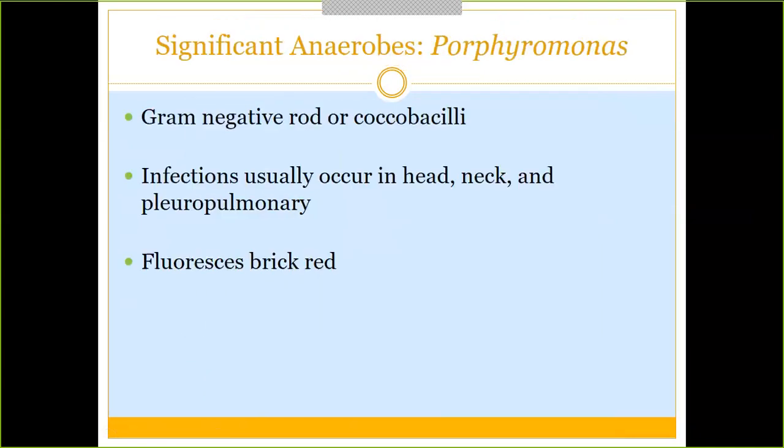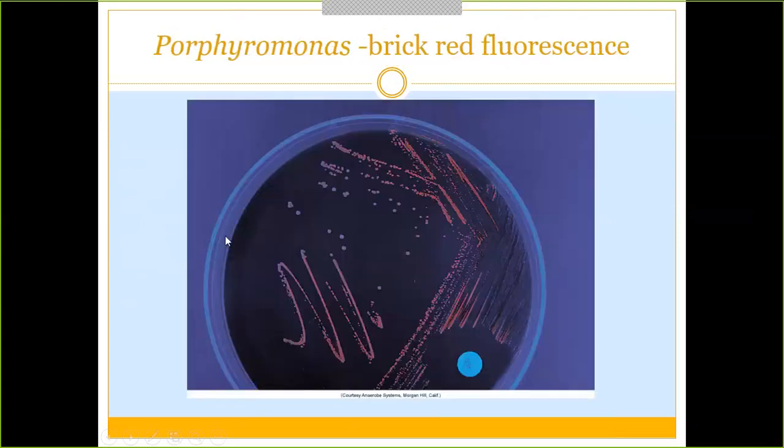Porphyromonas, another gram-neg rod, same type of infections, also fluoresces brick red. If you remember back to heme, porphyro was the protoporphyrin ring, which is always red in color. Porphyrias always cause red urine, so porphyro always goes with red, if you will. So that's why it's easier for me to remember it fluoresces brick red. And there's the fluorescence. Isn't that pretty? Looks pretty.